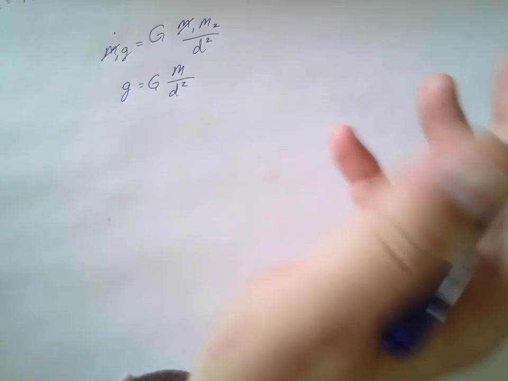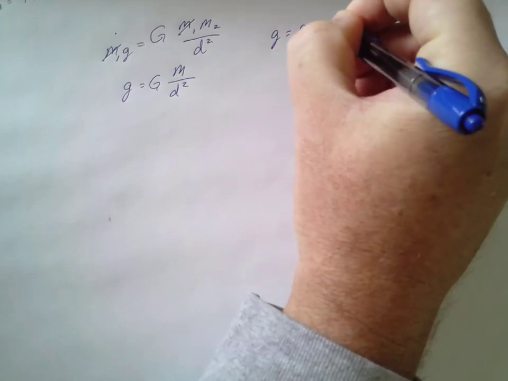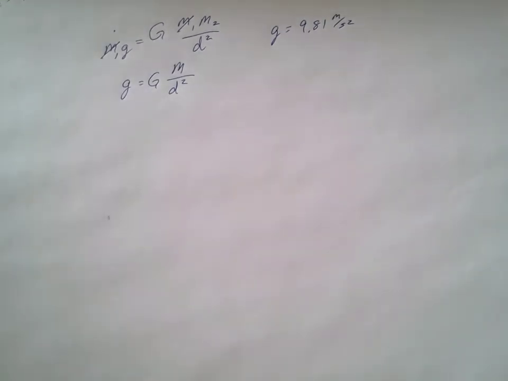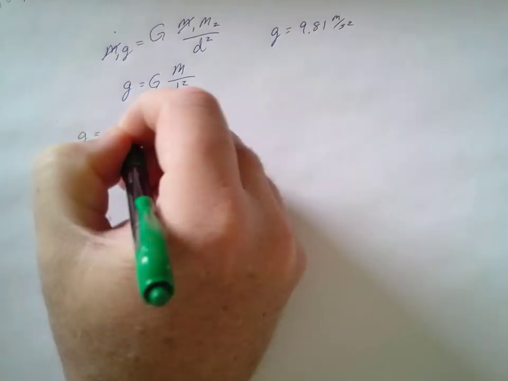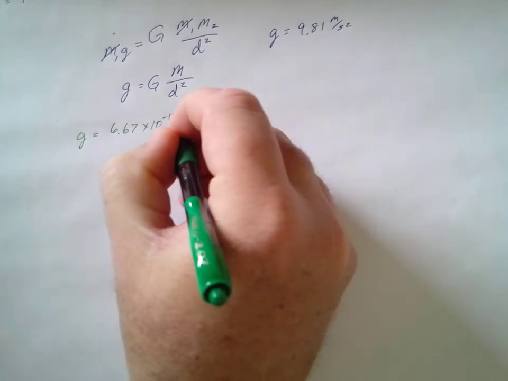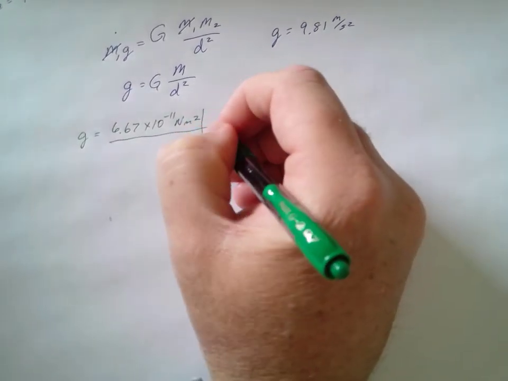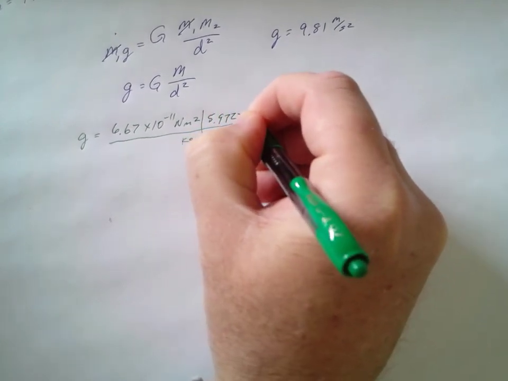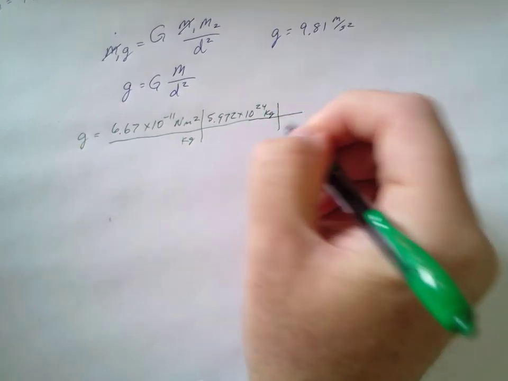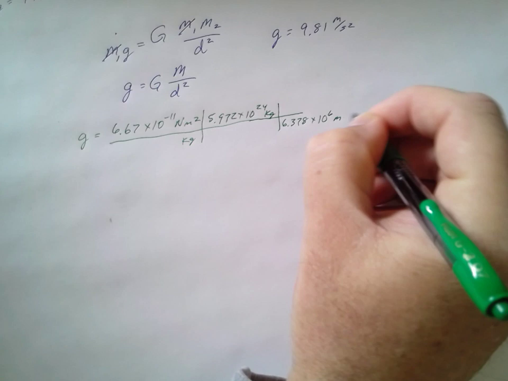So let's find out what this comes to. We know what it's supposed to come to. g should be equal to 9.81 meters per second squared. That's what it should be equal to. So let's find out what happens. I'm going to do this one in green also. Okay, so we've got g equals, and I'm going to do dimensional analysis one more time. So 6.67 times 10 to the negative 11 newton meters squared divided by kilograms squared. And then I'm going to put in my numbers for the Earth. 5.972 times 10 to the 24 kilograms. Then I'm going to put in my radius of the Earth, which is 6.378 times 10 to the 6 meters, and this is quantity squared.